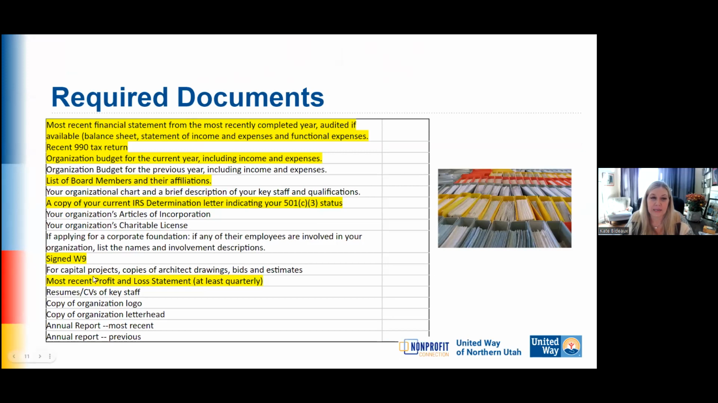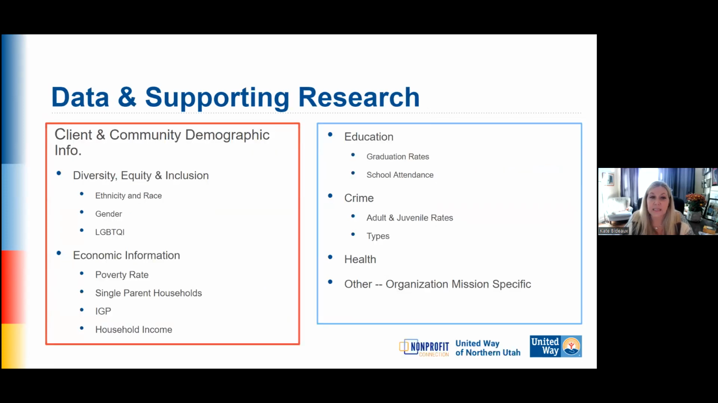Everything that's highlighted here are the most commonly asked for required documents. You have to have those in a place where you can access them ASAP, and they need to be updated. And when I do the list of board members, make sure you have their affiliations, because it's not good enough just to say that you have Abby Monroe on your board. You have to say Abby Monroe, United Way of Northern Utah, Nonprofit Connection Director. They want all of that information. Profit and loss statements, at least quarterly. You have to have those. If not, then you're likely not going to get the money, because one of my tips is that it really is like going in for a bank loan.